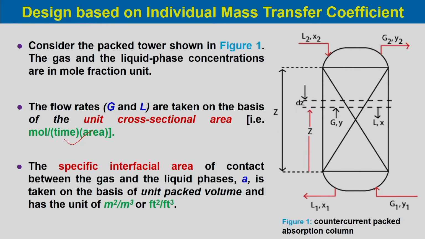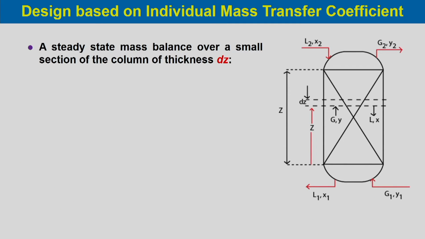The specific interfacial area of contact between the gas and the liquid, which is small a, is taken on the basis of the unit packed volume and has the unit of either meter square per meter cube or feet square per feet cube. So, per unit volume of the packing. Now, let us consider a steady state mass balance over a small section of the column of thickness dz, which is shown over here.